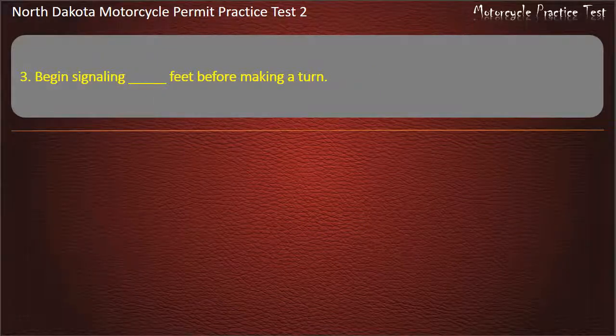Question 3. Begin signaling ___ feet before making a turn. 50. 75. 200. 100. Answer: 100.